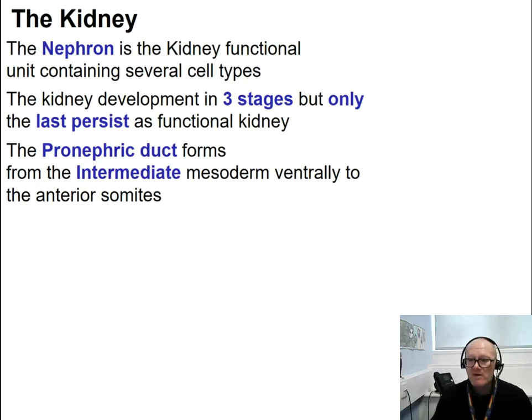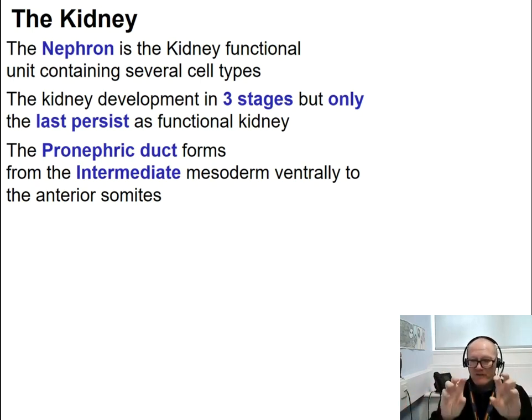So the first stage of the kidney development is the formation of the pronephric duct. The pronephric duct is a tube and is formed from the intermediate mesoderm, just a bit ventrally to the most anterior somites. So you remember that the neural tube is formed from an anterior to posterior position, and the mesoderm is defined from an anterior to posterior position as well.